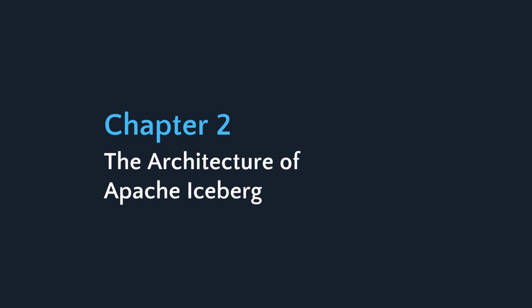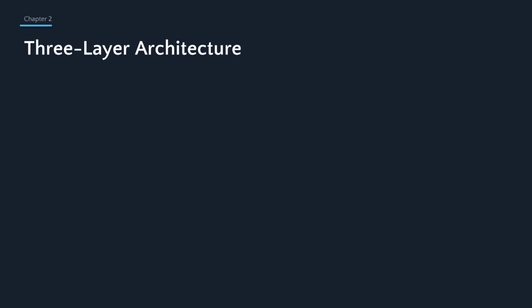Welcome back. In Chapter 2, we're going to look under the hood of an Apache Iceberg table. This is where you'll understand the elegant architecture that makes all those features we discussed possible. Think of an Iceberg table as a tree with 3 layers.